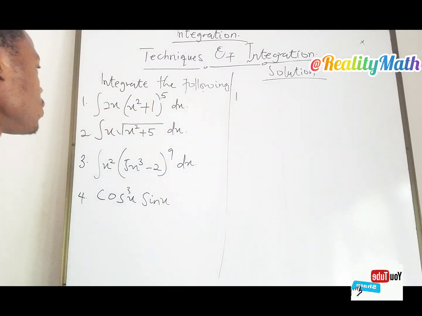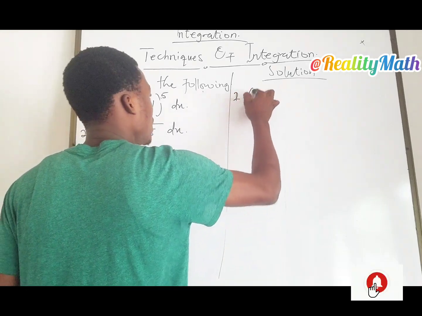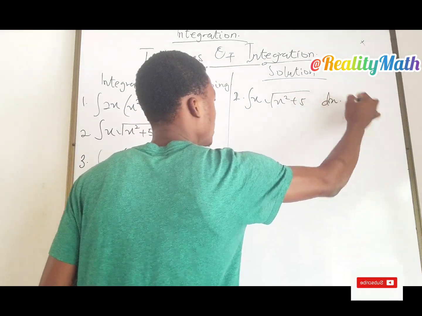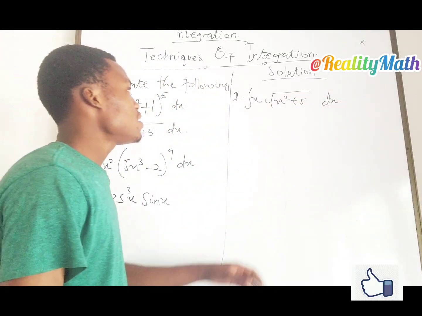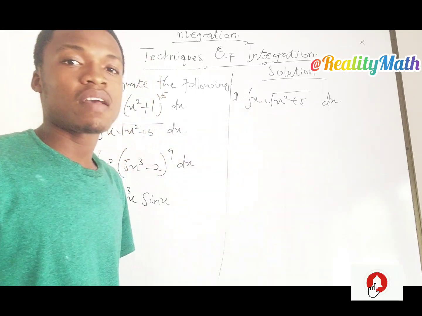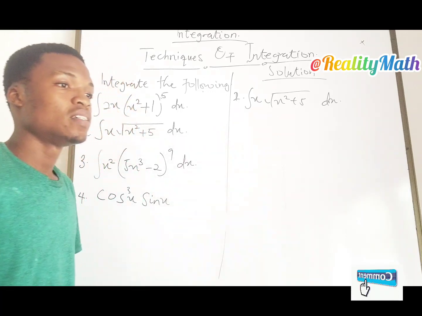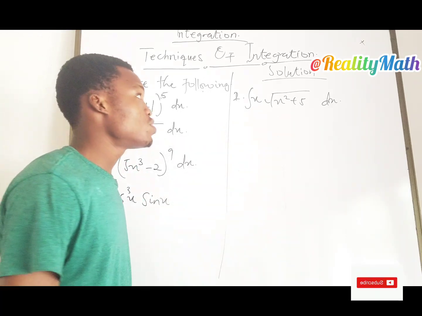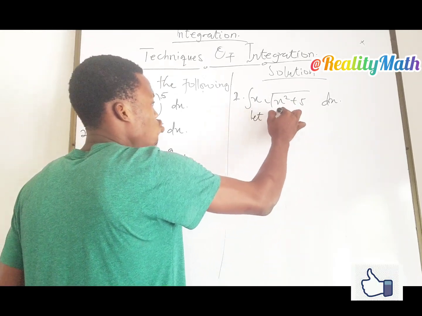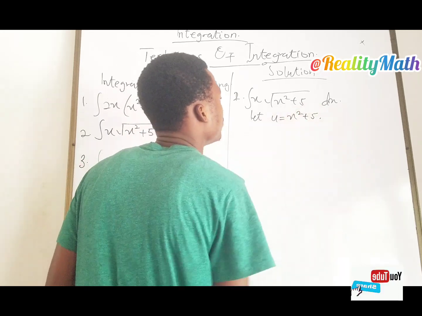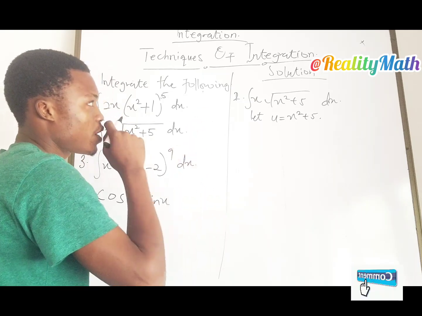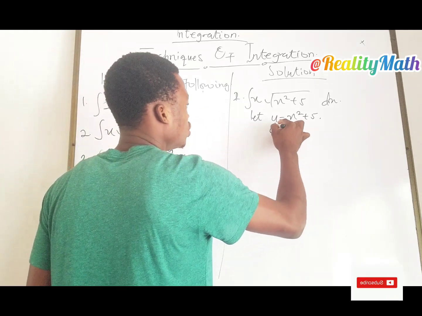For the second one we have the integral of x times the root of x squared plus 5 dx. Now this shouldn't confuse you. Even though you have the root here and under the root you have x squared plus 5, there's an easy way to integrate this. That's what we call integration by substitution. Now let's make x squared plus 5 our u, so let u be equal to x squared plus 5. Now this is the x, so let's try to get it out. So this is going to be du on dx.